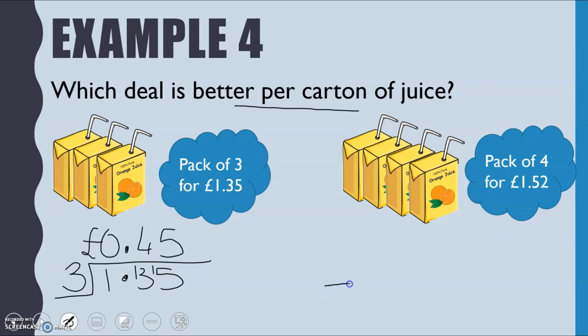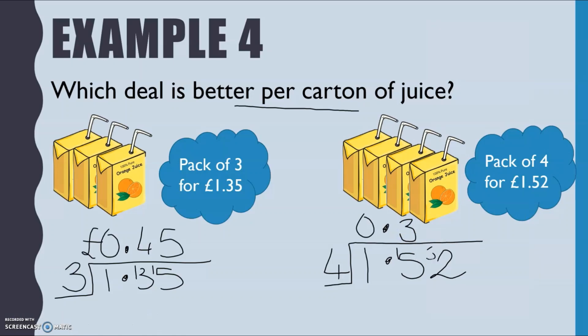For the second one then it is 4 cartons in a pack, and this time it costs £1.52. So 4 can't go into 1, but let's see how many times can it go into 15. That should be 3 times, with a remainder of 3. And 4 goes into 32 8 times. So that tells us then that the 4 pack is 38p per carton.